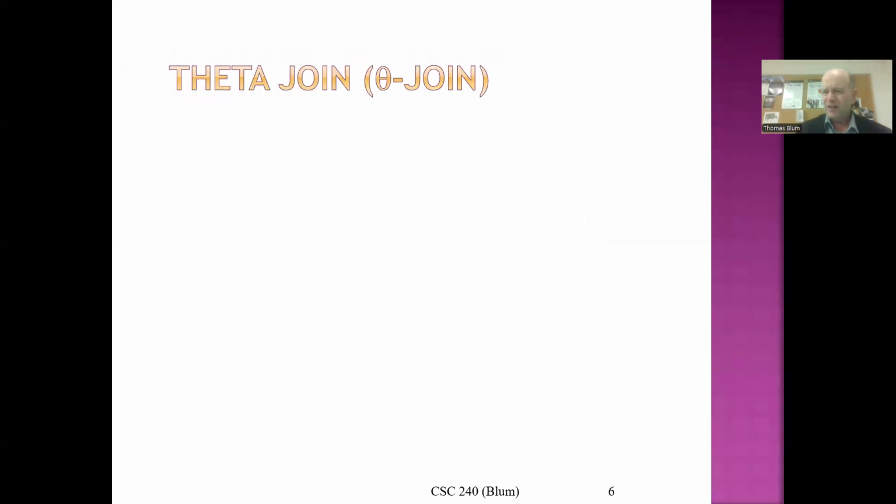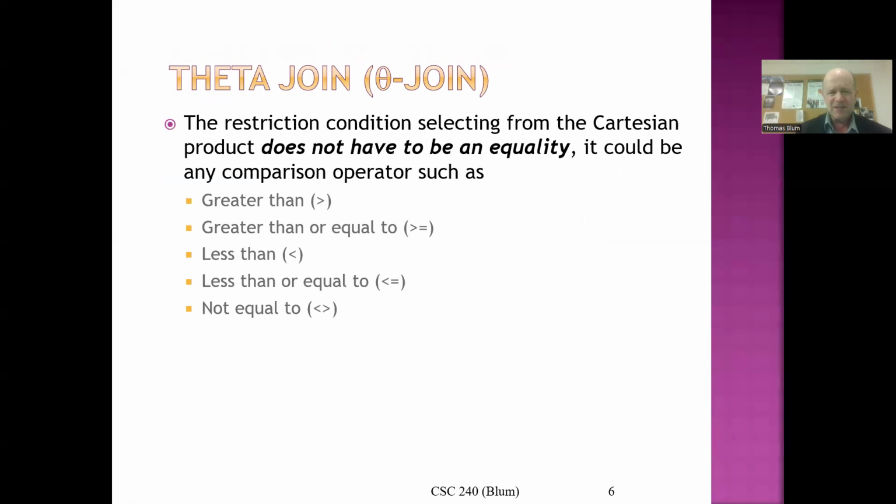Okay, so the theta join, we're going to have some condition, some predicate, and in general it could be greater than or equal, any of these combinations. We have greater than or equal to, less than or equal to, not equal to. We're going to separate out equality and make it the equijoin, but anything that's not equality, let's call a theta join.